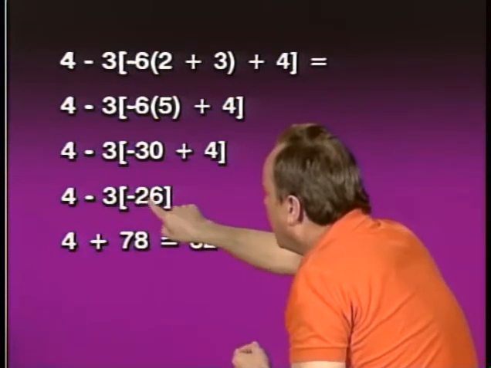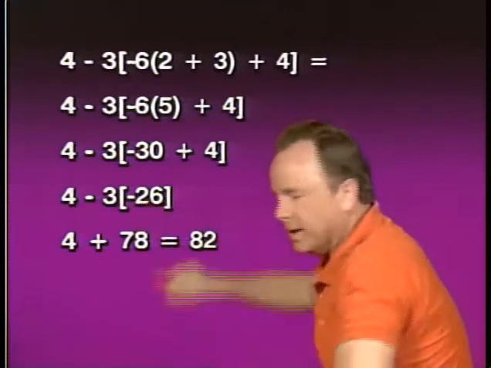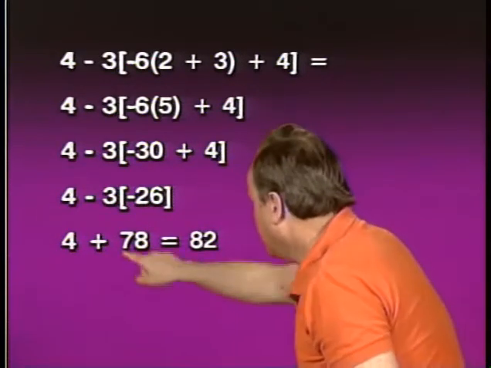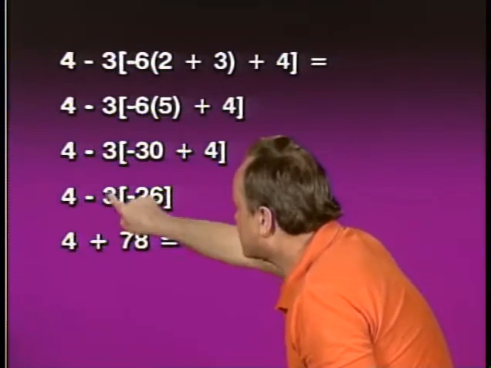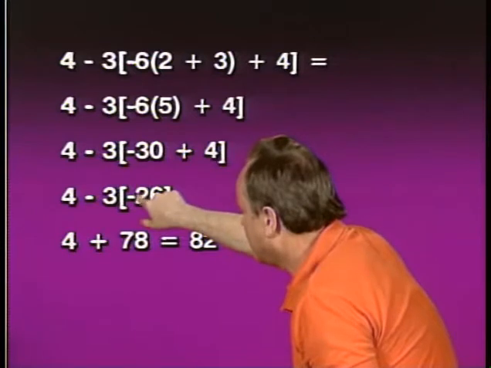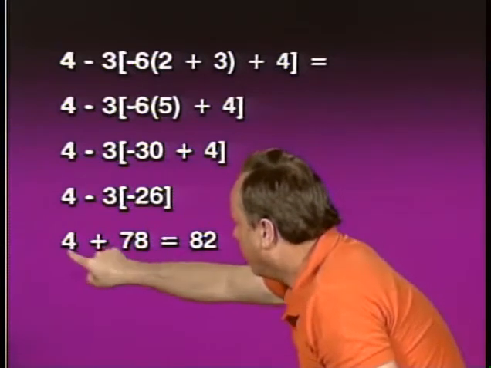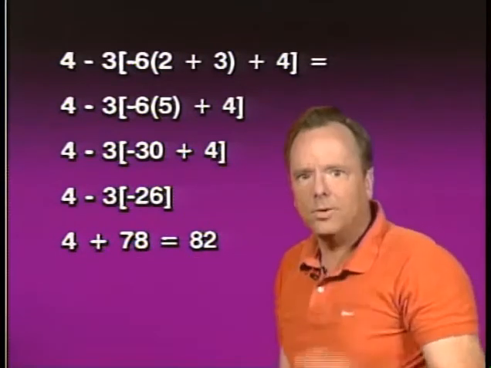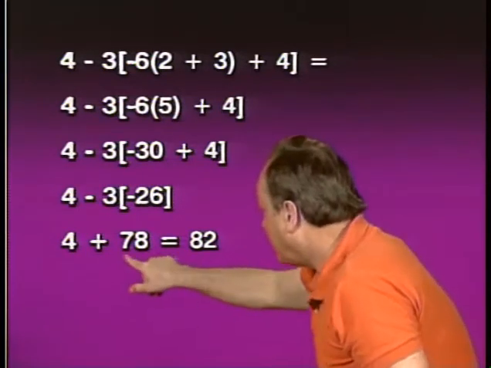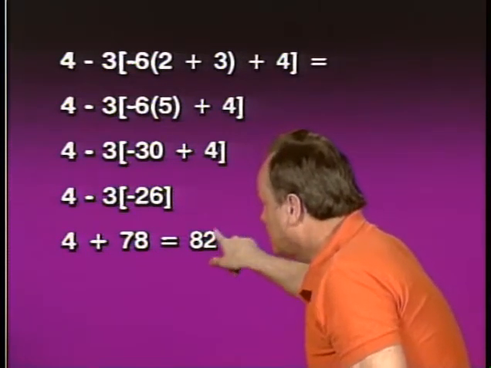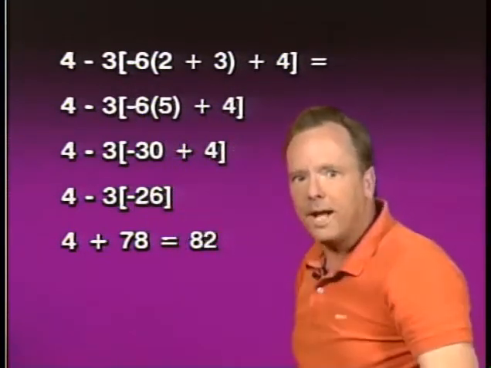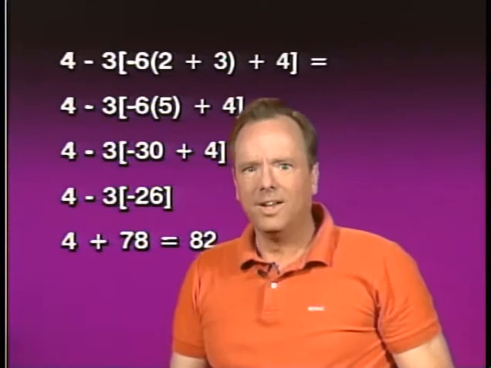Now we can multiply that minus 3 times minus 26. What's a minus times a minus? You're right, it's a plus. So it becomes 4 plus 3 times 26: 3 times 6 is 18, 3 times 2 is 6, carry the 1, is 78. So it's 4 plus 78, and we can do this one in our head. We don't need the calculator for it, but 4 plus 78 equals 82. So that's how we do it. We're going to take a look at all the brackets and get rid of the brackets before we multiply anything. Let's do another one.